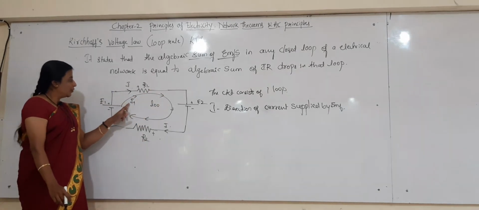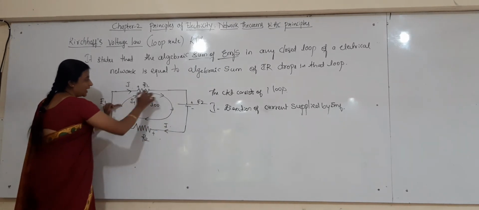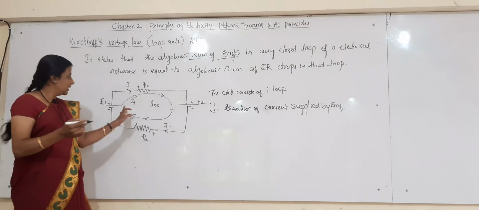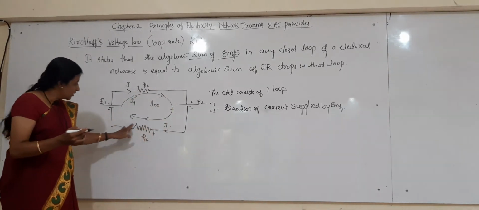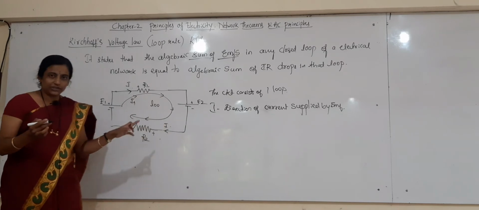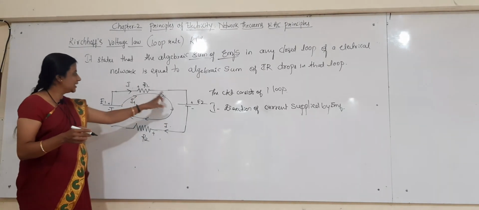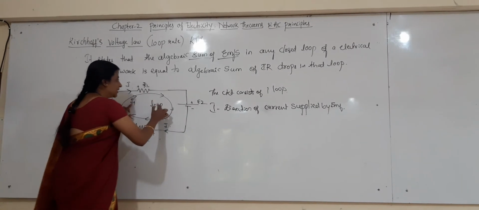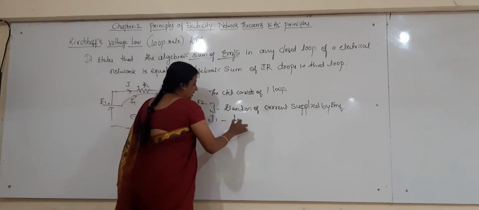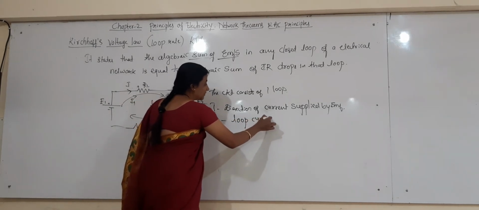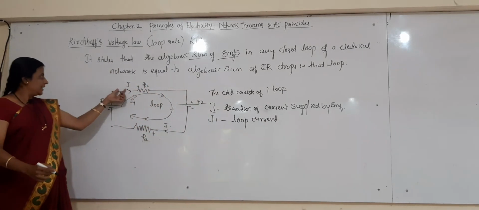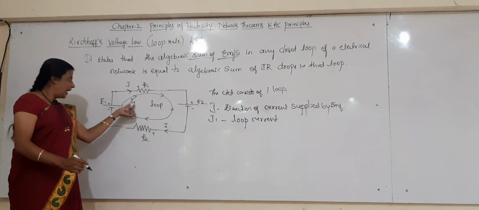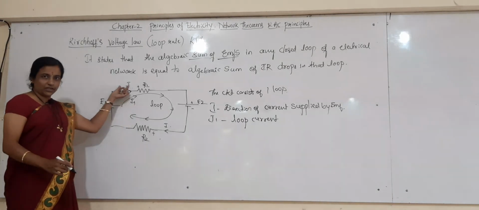So this is a loop here, and we are assuming the loop current direction is clockwise. There is only one loop and only one branch, therefore only one current flows, in this direction, I1 like this. So this one is a loop current. I is the current supplied by the electromotive force of a voltage source, and I1 is the conventional direction of current.